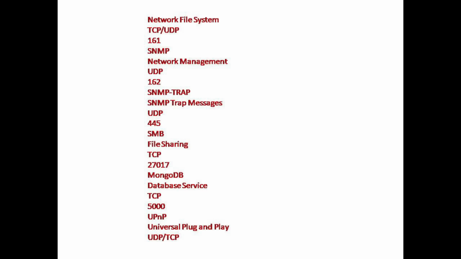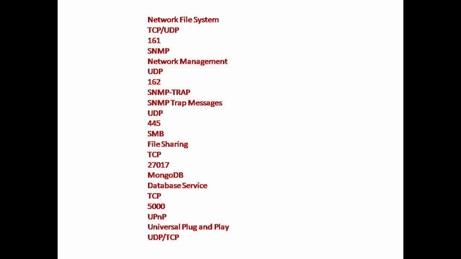All HTTPS web traffic goes to port number 443. Port number 500 is the Internet Security Association and Key Management Protocol. Its short form is ISAKMP, the Internet Security Association and Key Management Protocol. This one uses this port.